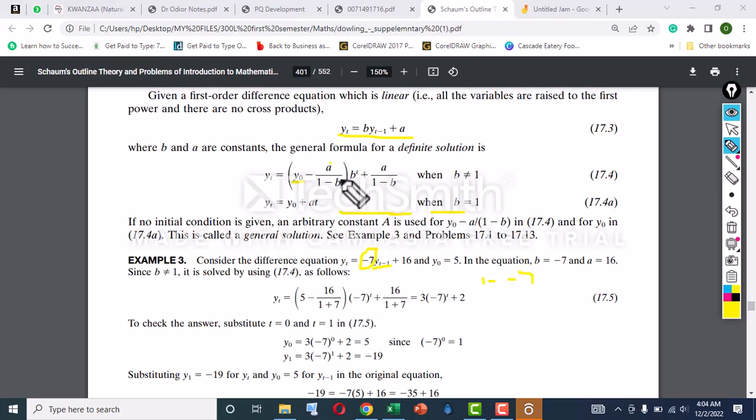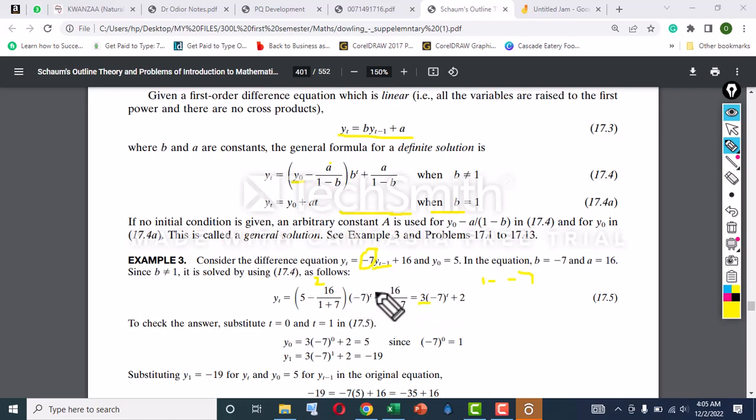Then times b raised to power t. What was our b again? -7 raised to power t. Plus a, which is 16, over 1 minus b, which is -7, so we get 1 plus 7 again. This will now be equals to, 1 plus 7 is 8. So 16 divided by 8 is 2. So 5 minus 2 gives us this 3 here. That's how we get this 3 here.